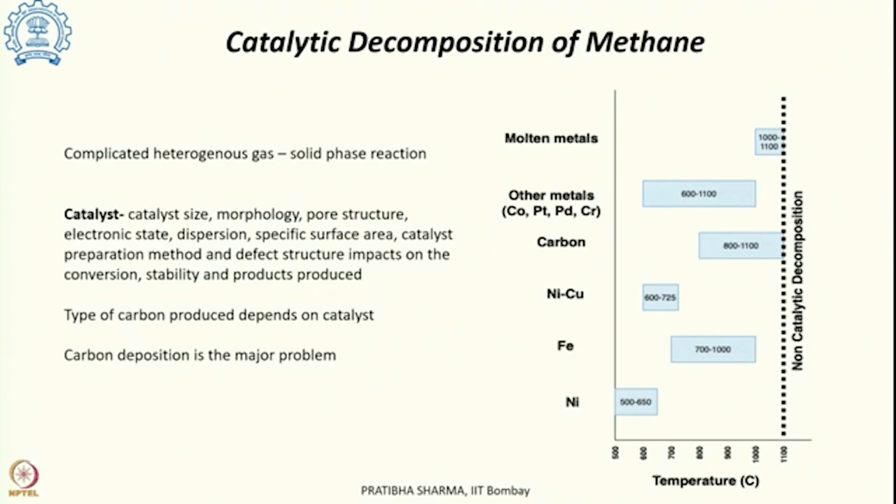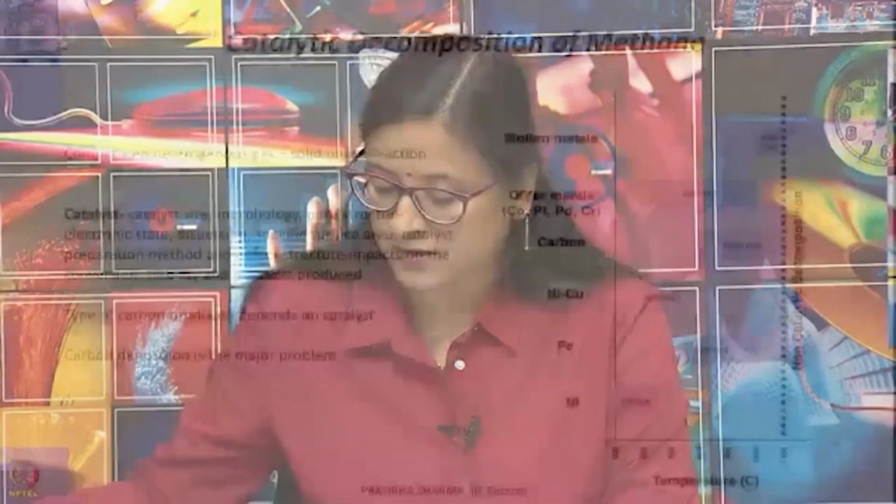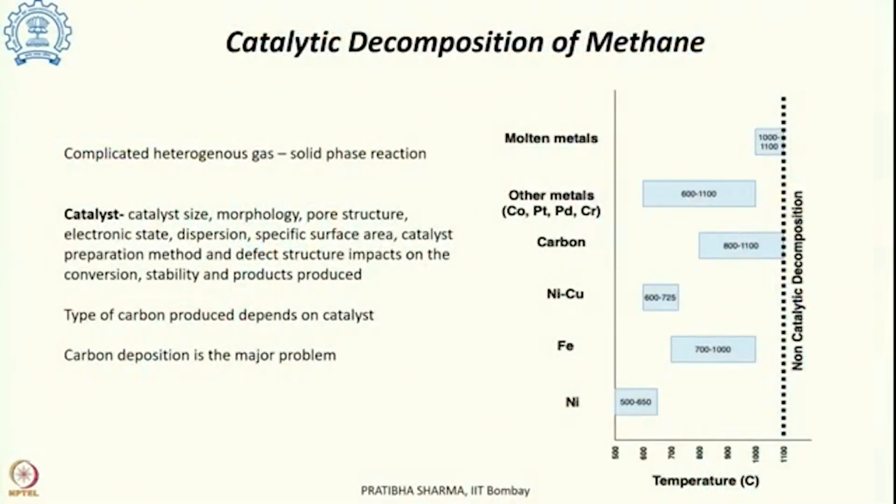Now the catalytic decomposition of methane is a complicated heterogeneous gas-solid phase reaction, and depending upon which catalyst is being used, these catalysts provide reasonable activity at different temperatures. For example, if nickel is used as a catalyst, in the region below 600 degree centigrade it has a very high activity but it deactivates very fast. So the thermal stability of nickel is poor. Other catalysts like iron can operate in a temperature range of 700 to 1000 degree centigrade.